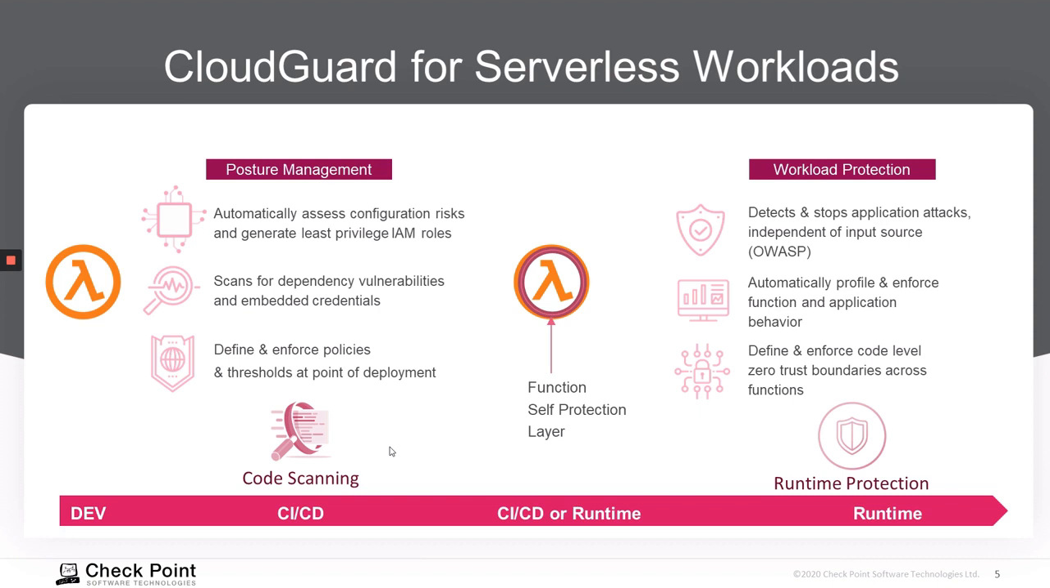The value that we give is divided into two parts: the code scanning, which happens in the CI/CD phase, where we look for least privileges for each Lambda function, and we scan for vulnerable dependencies in the packages that the Lambda is using, and the runtime protection, which basically wraps the Lambda function at runtime, gives your customers the ability to detect and stop application attacks, and also to automatically profile and enforce a function and application based on the behavior of these functions. Now let me show you how it works.